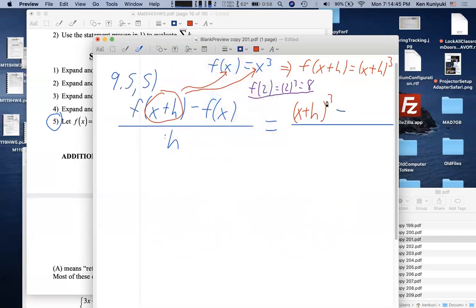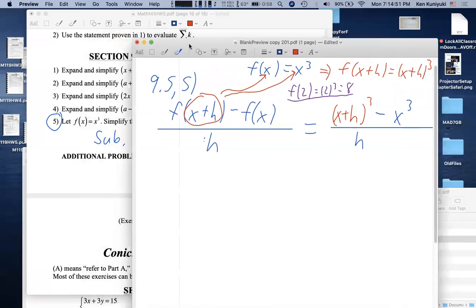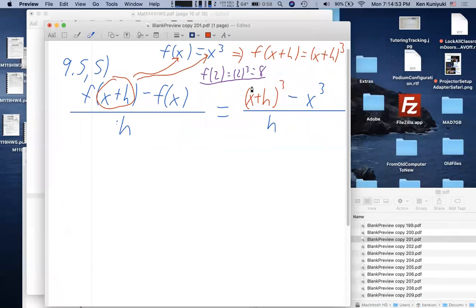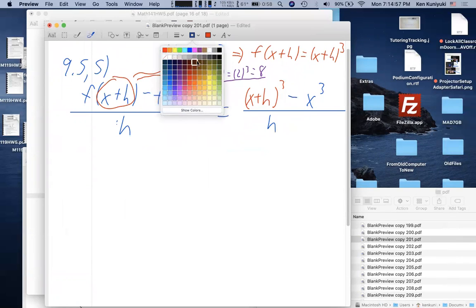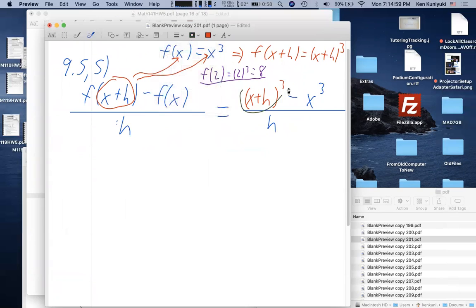Minus f of x, which is x cubed. I gave you that, all over h. Now, why is this in 9.5? Because when you cube this thing, that's going to involve the binomial theorem. That's going to need the binomial theorem.